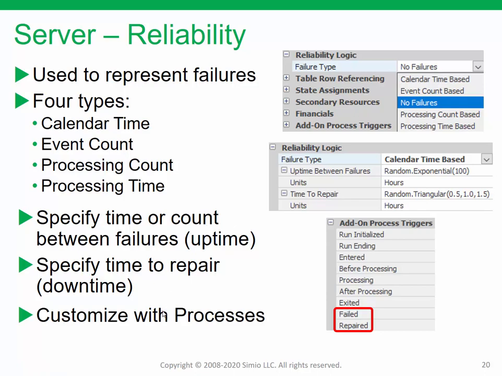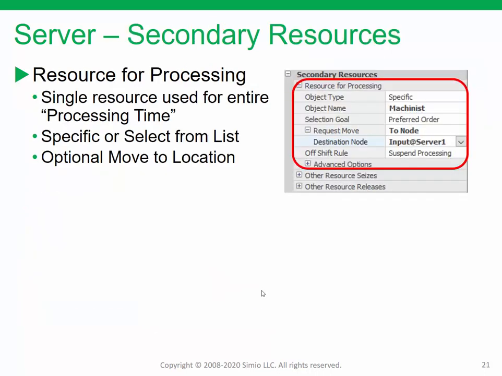And as with most other behaviors, we can also customize the behavior with add-on processes. And so we see 2 different add-on process triggers, one for when the resource fails, which will execute the specified process when that occurs, and also one when the resource is repaired.